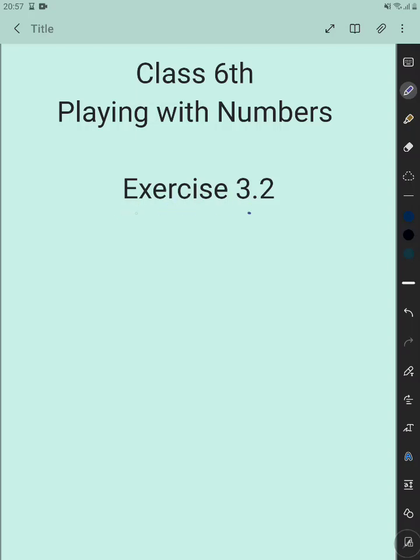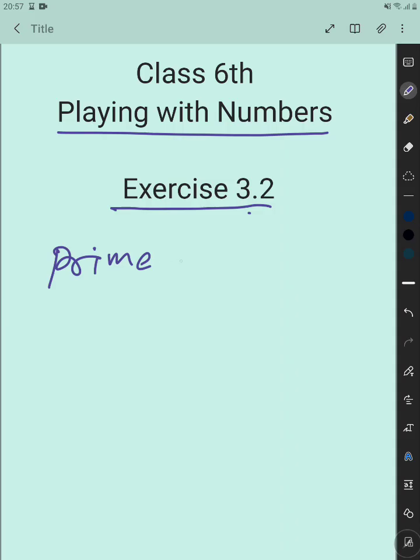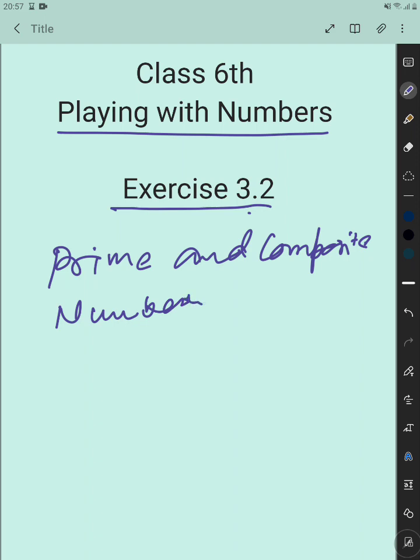Welcome here. Today we are going to solve exercise 3.2 of class 6th NCERT book Playing with Numbers. Chapter's name is Playing with Numbers and exercise is 3.2. What we have studied in the theory was the prime numbers and the composite numbers. So all the questions and exercises will be around this only. One by one we will solve and you can see how it is being solved.